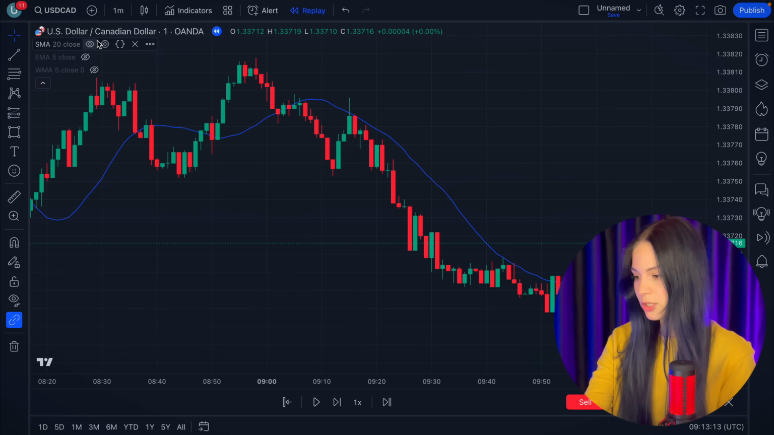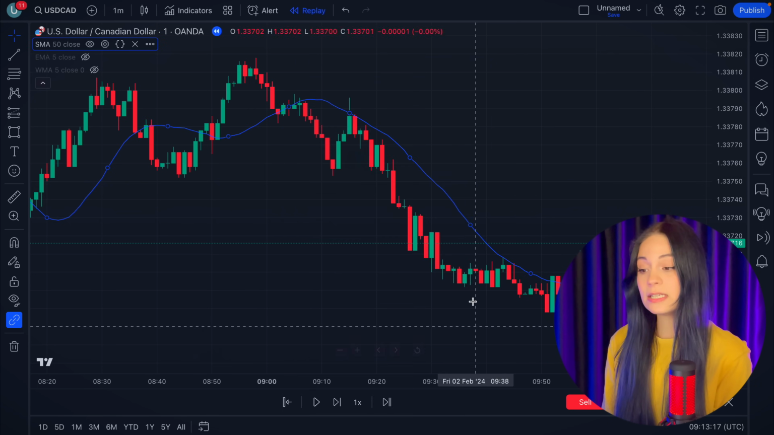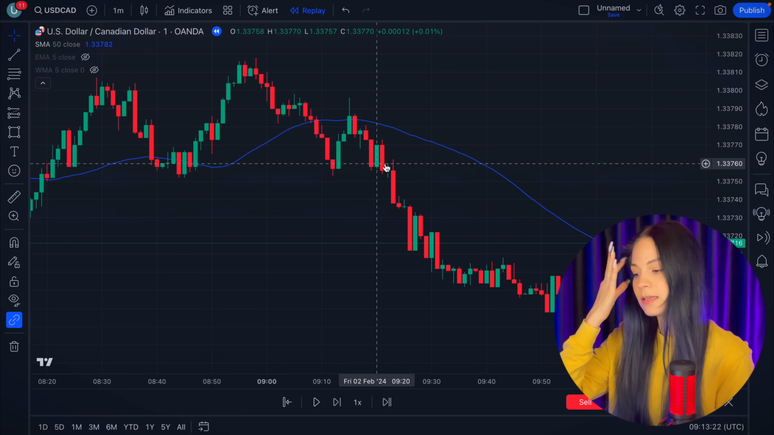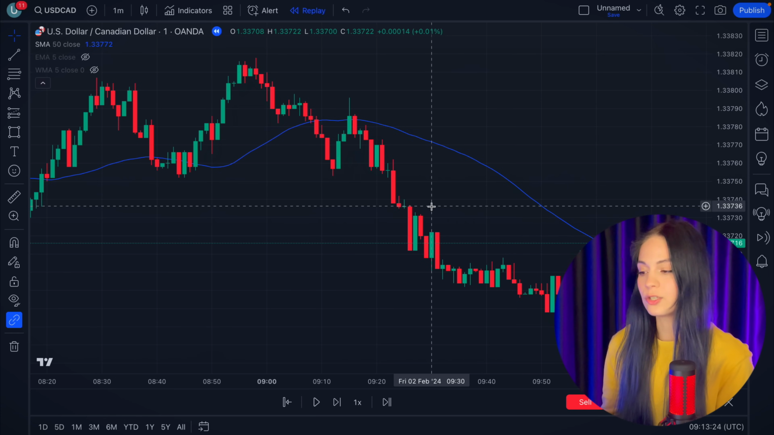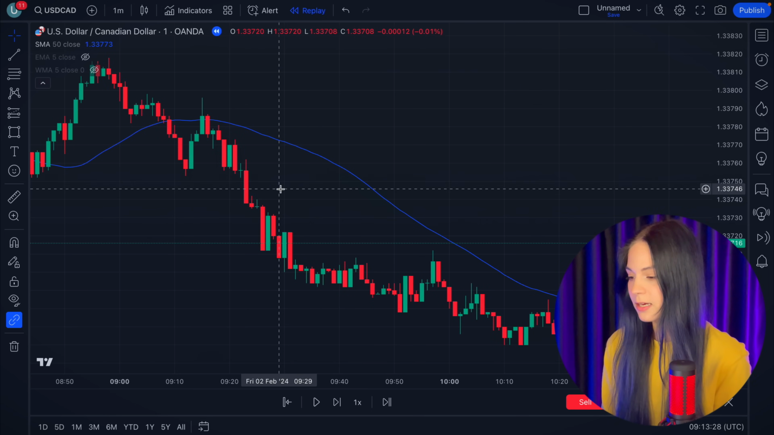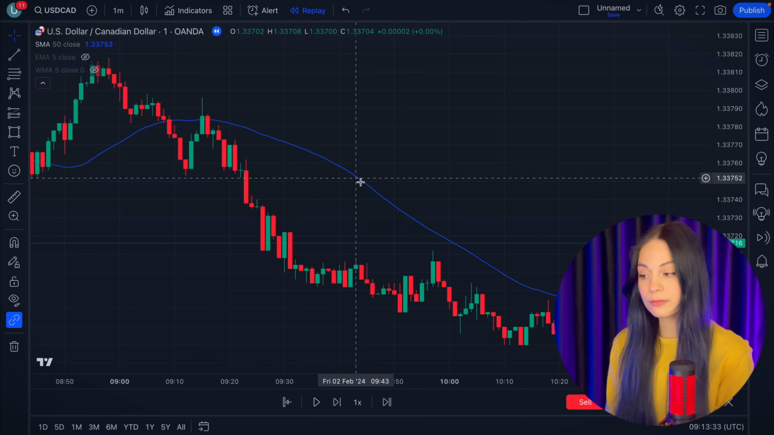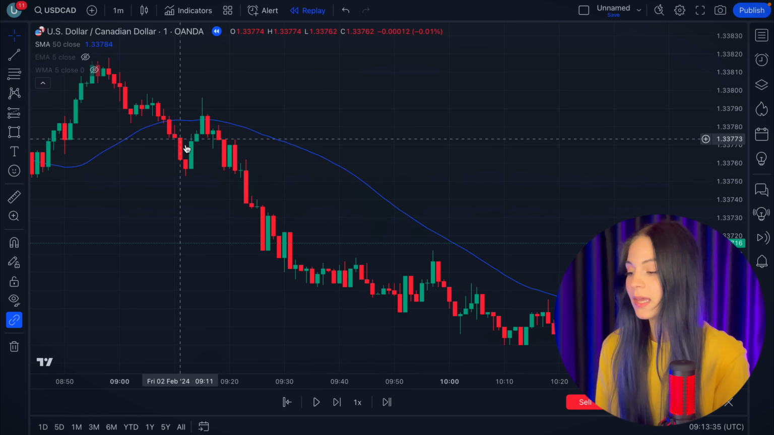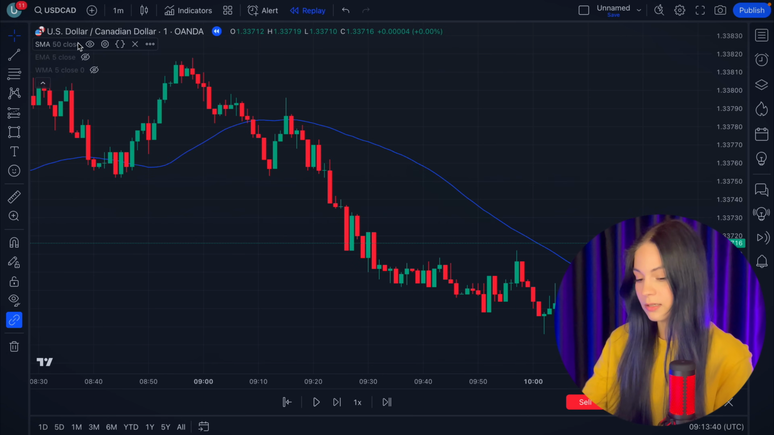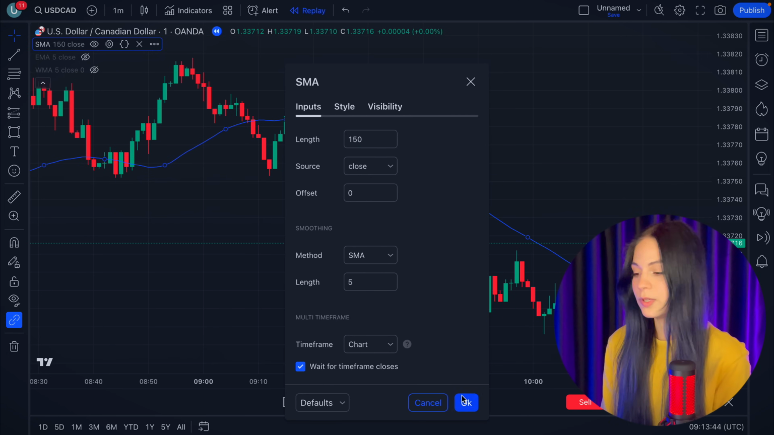And if we change it to 50, that is going to be the medium-term trend. And the line becomes smoother, and it's the average point for 50 candlesticks or 50 minutes, as you understand. And what do we see here? The price moves further away from the average point, from the blue line, and it shows us the trend direction a bit more.